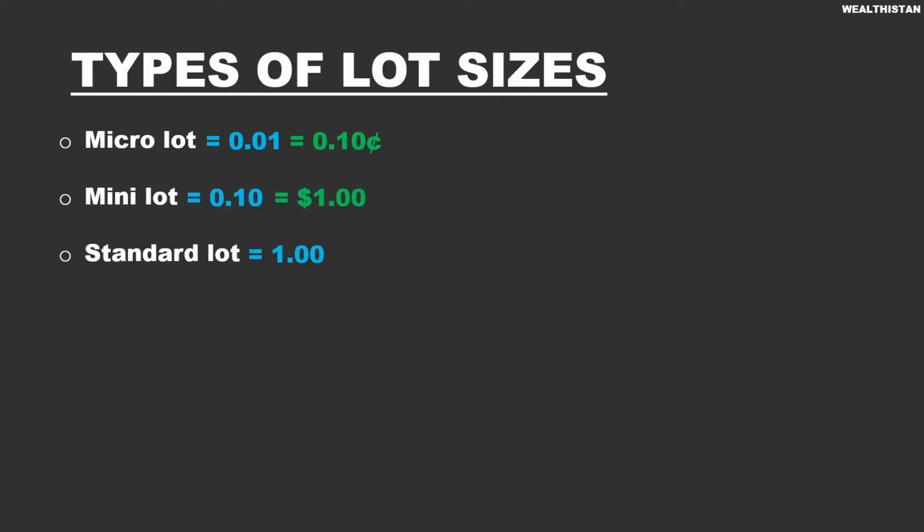So a mini lot moves by $1 per pip. So let's say you put a 0.10 on a trade, and you got 30 pips, you'd make $30. Now you could do a 0.05, so each pip moves, you make $5 or roughly about that. It's different for every pair. I will show you a calculator. And finally, a standard lot is essentially $10 per pip. So just get this in your head. If you place a micro lot, each pip movement is going to be 10 cents.